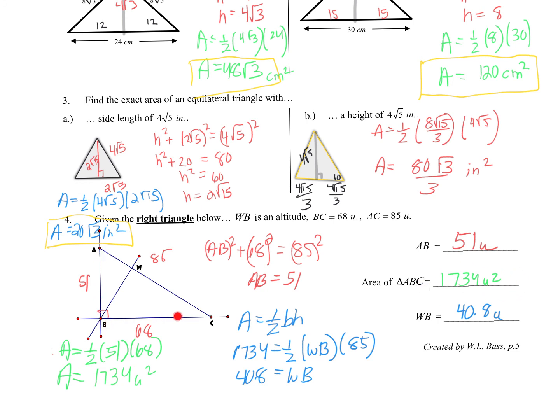Now that area is the same area, and now we know the base is 85, and if we want to figure out this height, the area, which we just found, is equal to 1/2 times the base, which is 85, times the height we don't know. And when we do the arithmetic in there, we're going to get 40.8 units.